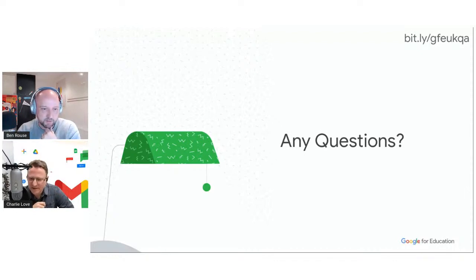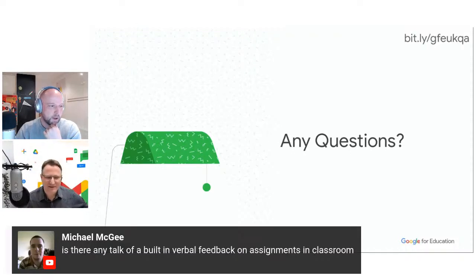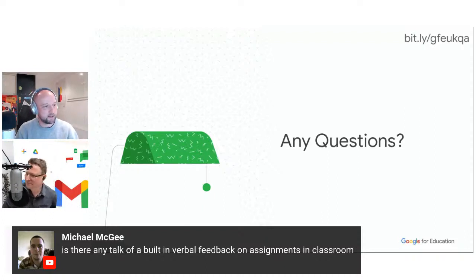Is there any talk of a built-in verbal feedback on assignments in Classroom? Michael, in terms of verbal feedback, there are some third-party tools that do that really effectively. So I don't want to necessarily call out one rather than others. But if you want to ask your question in the Q&A doc, I can put some links in to some verbal feedback tools that are available that integrate really well with Google Workspace for Education. So feel free to add that into the Q&A doc, and we'll make sure we give you a few ideas to take away.